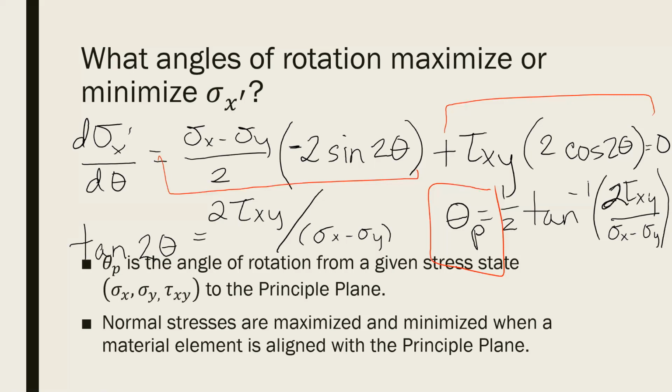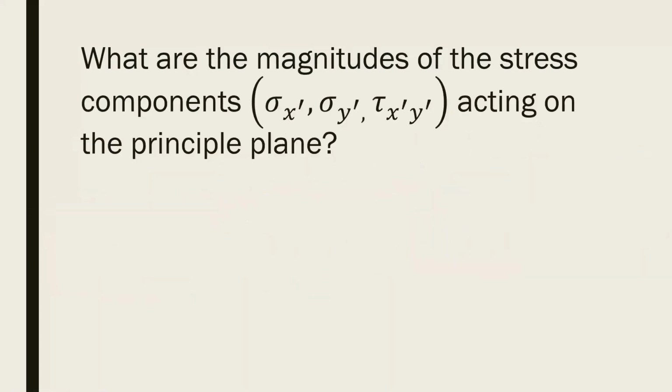Cool. All right, so my trick is going to be looking at this definition here. I know that the tangent of some angle that I'm calling 2 theta is tau xy over this difference over 2, right? So on the next slide, I'm going to draw a triangle.